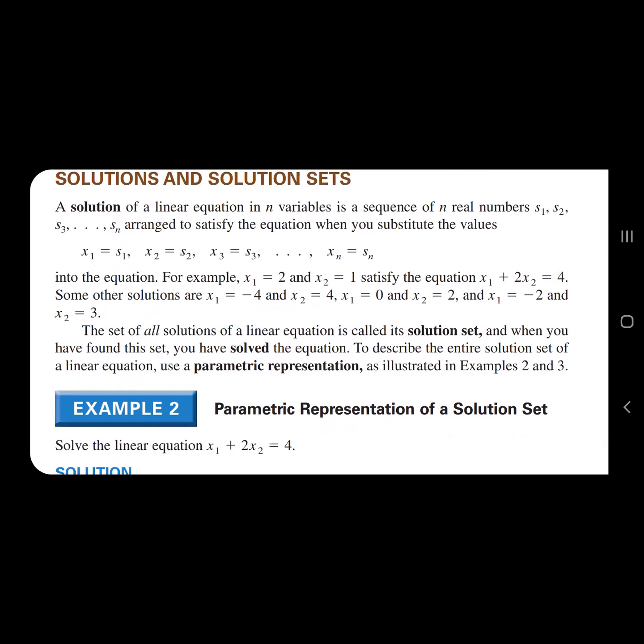See what I did there? I said x plus 2y, instead of saying x1 plus 2x2. It's the same thing, and I'll use those things interchangeably.